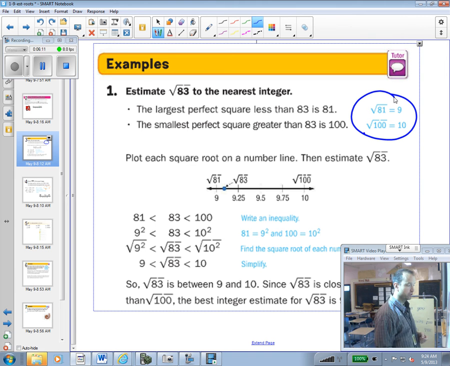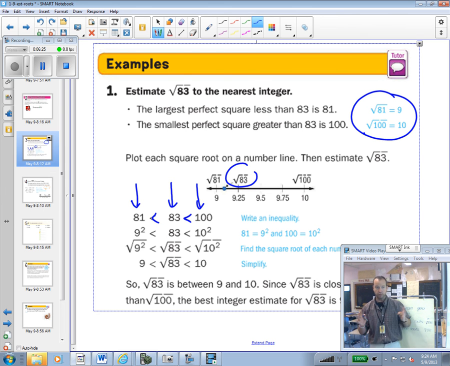So we know those two perfect squares. That's what you're thinking here. This falls in between them. That's what this inequality says, that this 83 is bigger than 81 and less than 100. It's in between those two. And then which one is it closer to? It's closer to the 81, which is 9.